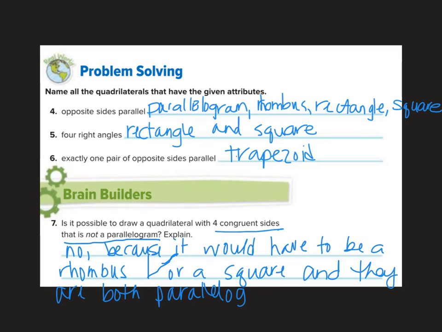I really had to think about this one, you guys. I thought, maybe if I did this or if I did that, and every time I came back to it, it was a rhombus or it was a square. So, there we have it. Let's go to the last page here.